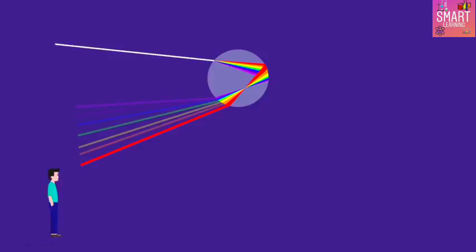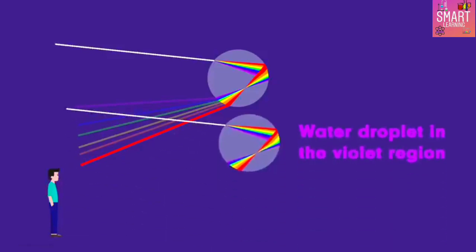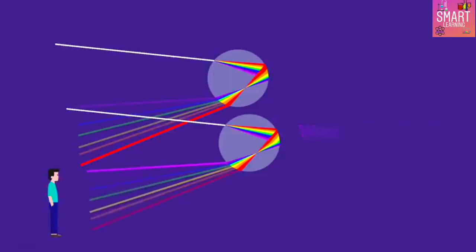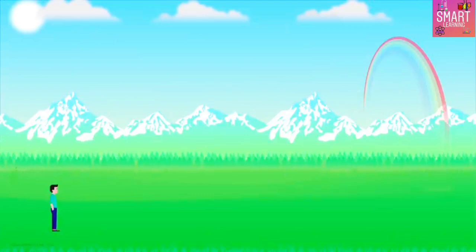For instance, droplets present in the violet region also send the light back in the same way, but only the violet color reaches us. The remaining colors are not visible. I hope that you now have a basic understanding of how a rainbow is formed in the sky.